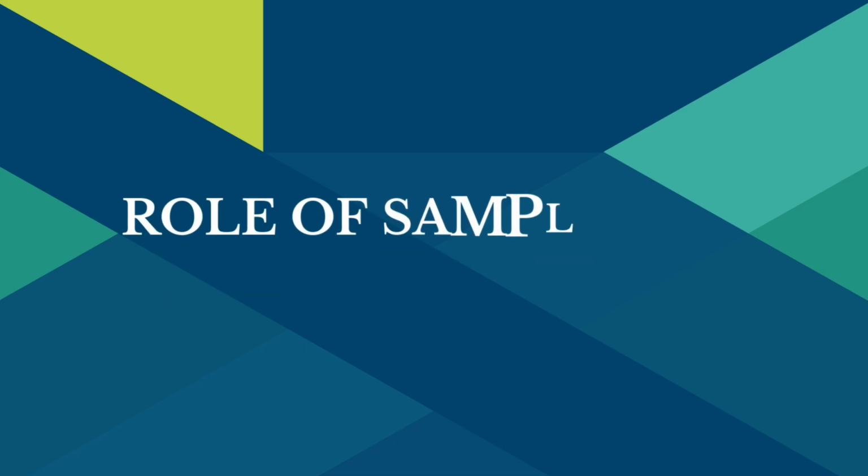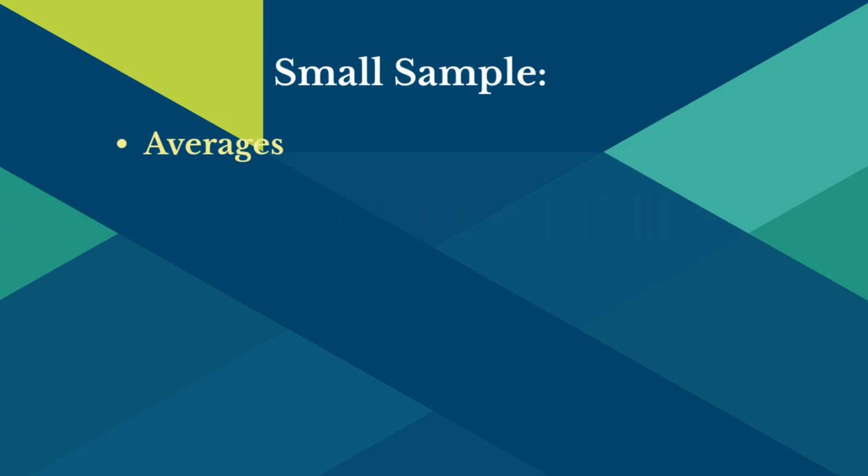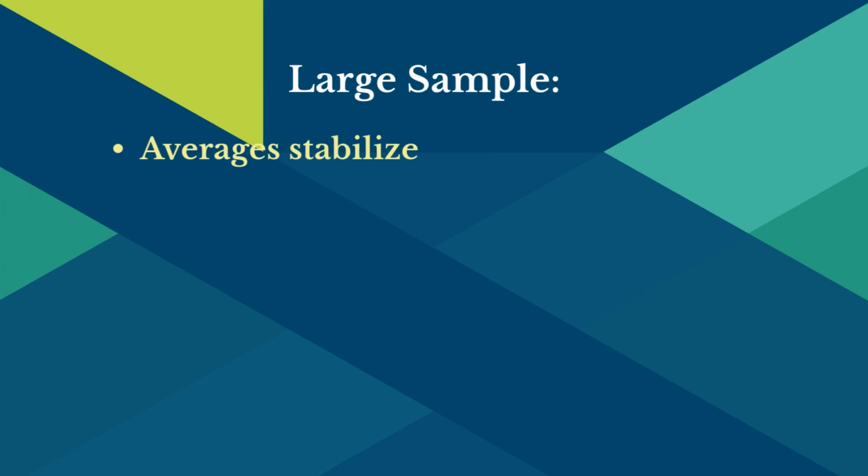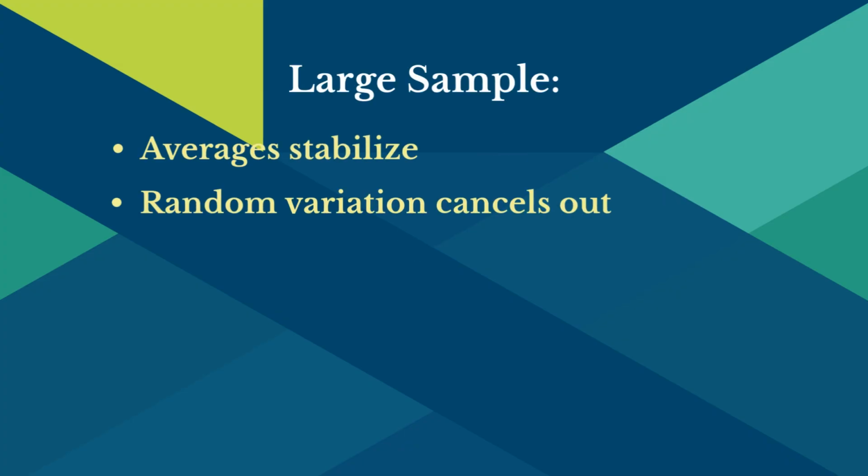But there's one factor that quietly influences every t-test result, and that is sample size. Let's talk about why sample size matters so much. Sample size plays a huge role in how reliable our results are. As sample size increases, our estimates become more stable. With a small sample, averages fluctuate a lot. Random noise has more influence. Uncertainty is high. With a large sample, averages stabilize. Random variation cancels out. Uncertainty decreases.